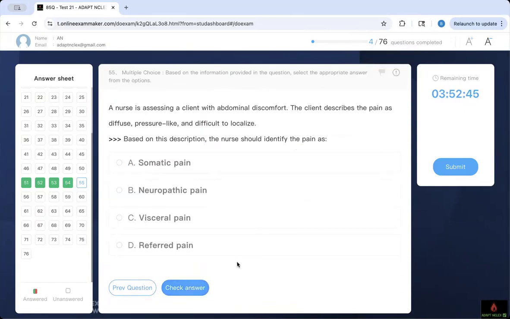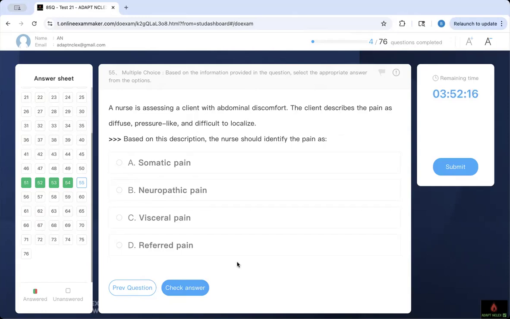And this is assessing a client with abdominal discomfort, examination, fundamentals, assessment. The client described pain as diffuse, everywhere, pressure-like. It's not sharp. Difficult to localize. That means it's diffuse. Therefore, you know certain types of pain, right? Which one? Somatic, neuropathic, visceral, and referred. I'll show you a strategy.